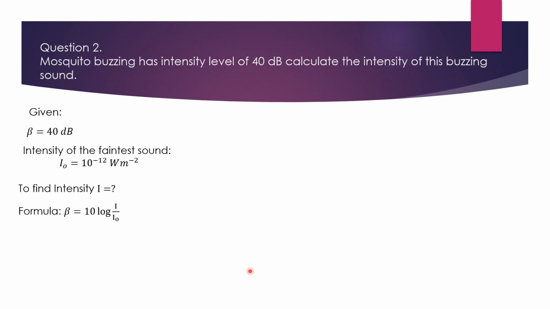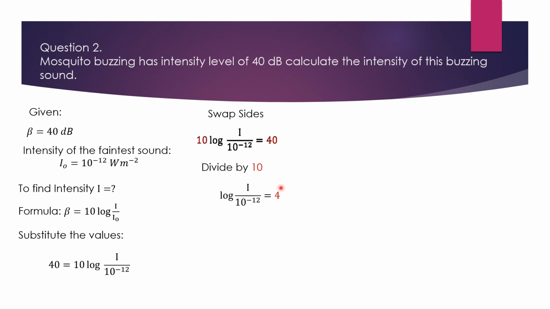So again the same formula, beta is equal to 10 log of I over I naught. Substitute the values, this becomes 40 is equal to 10 log of I over 10 power minus 12. Now swap sides, 10 log of I over 10 power minus 12 equal to 40. Now dividing by 10 both sides, this 10 eliminates and this 40 becomes 4. So log of I over 10 power minus 12 is equal to 4.